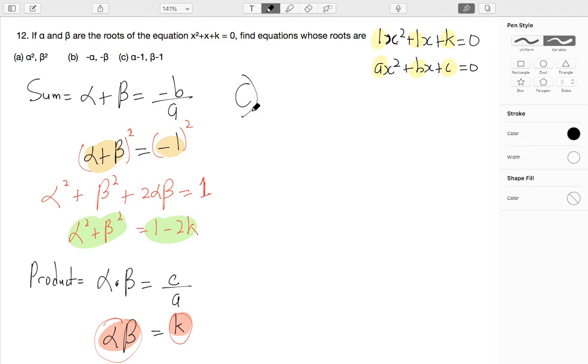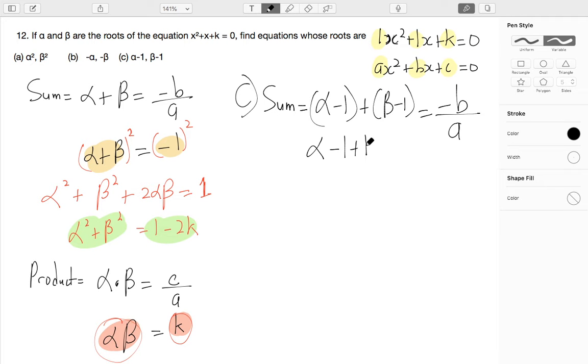So as always, we set up our sum. So the sum is going to be equal to the sum of these two roots. So we have alpha minus 1 plus beta minus 1, and that will be equal to negative b over a for that other equation that we're going to figure out. And let's see, we can simplify this to give us alpha minus 1 plus beta minus 1, which of course is alpha plus beta minus 2, equals, and we bring down this negative b over a.